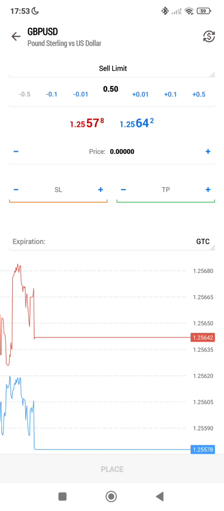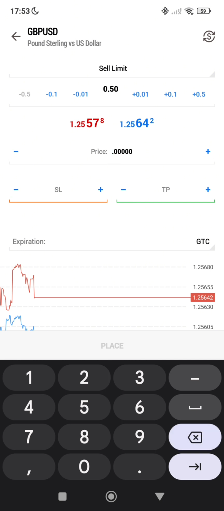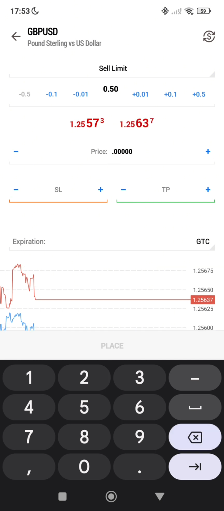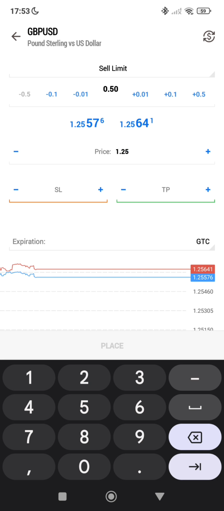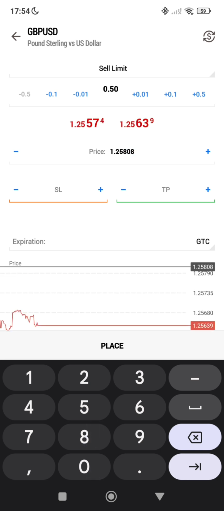Now you are going to copy that price at which you want to sell from. You anticipate that price will get there and react, which was 1 point. Again, you have to delete all of these zeros and then you fill in the value there. Okay, delete these zeros. 1.25808, that is your entry price.